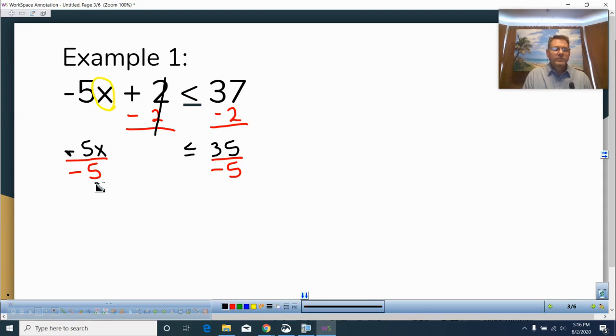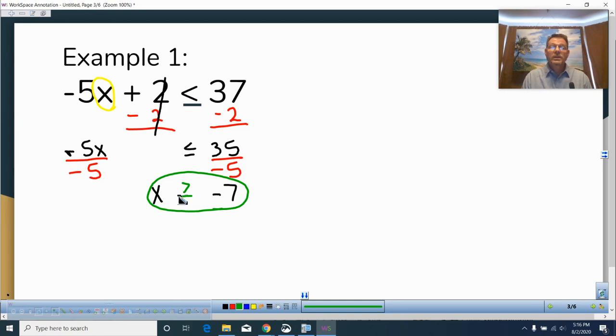So this reduces to 1x. This turned into -7. But this is the deal, guys. When we multiply or divide on both sides by a negative, we're going to need to flip over that inequality symbol. So we didn't flip it to greater than or equal to because of the -7. We did it because we divided by -5 on both sides. Now, if we divided by +5, leave it be.